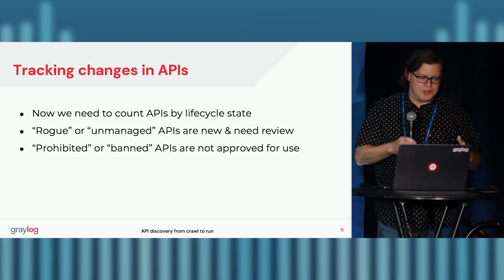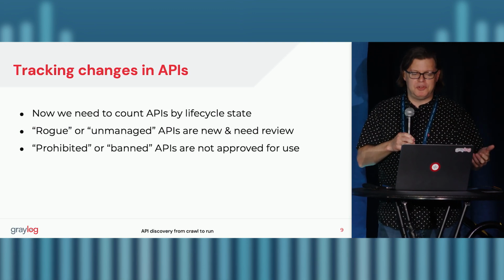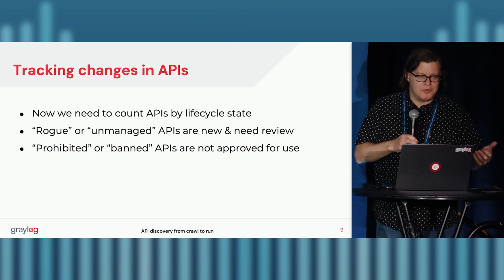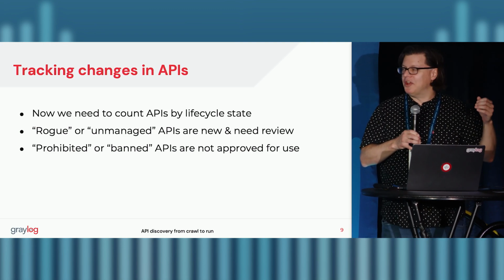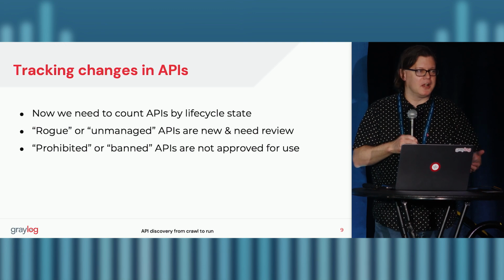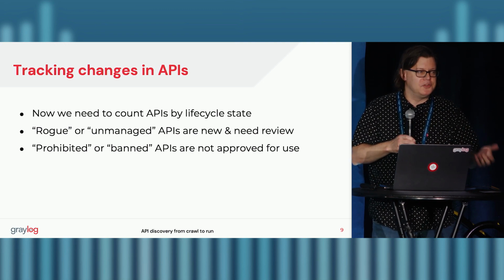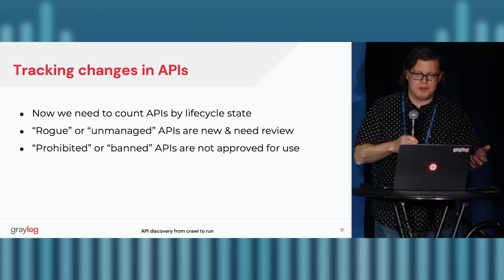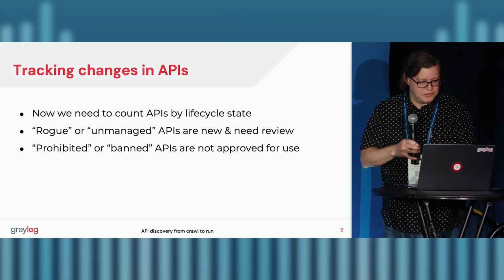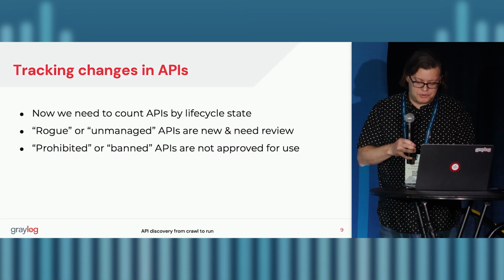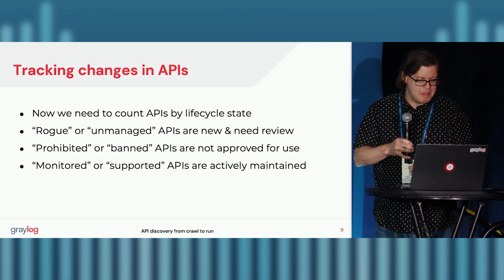We also want to be able to describe what APIs are not supposed to be used at all. So the security team might say, this is a particular service. It's not cleared for corporate use. We shouldn't be using that at all. And so you want to have a list of those prohibited or banned APIs. And again, those are the ones that you're tracking over time.